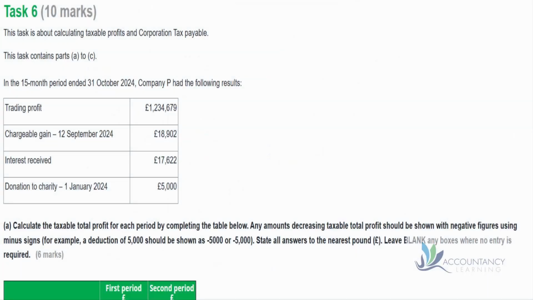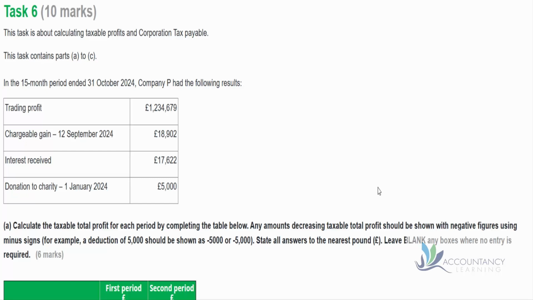In this video, we're looking at task 6 from the second sample assessment for business tax. Task 6 is about calculating taxable profits and corporation tax payable. So let's have a look at this question. It tells us, if you look at the requirements, calculate the taxable total profit for each period by completing the table below. Any amounts decreasing taxable total profit should be shown with negative figures using a minus sign.